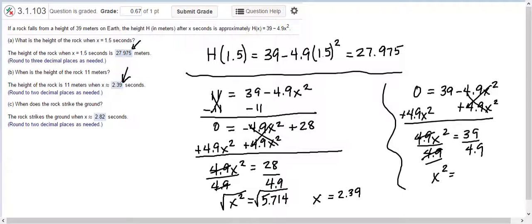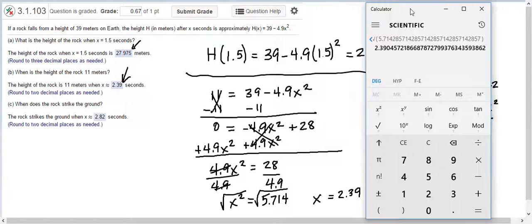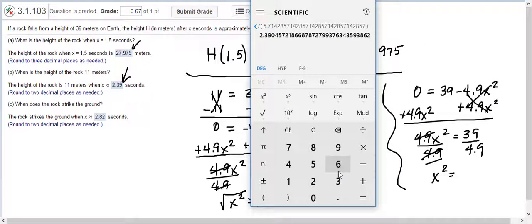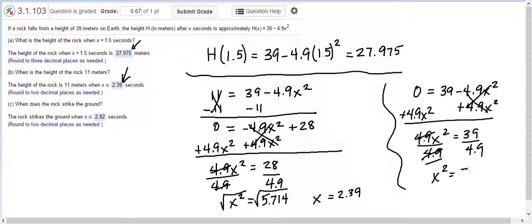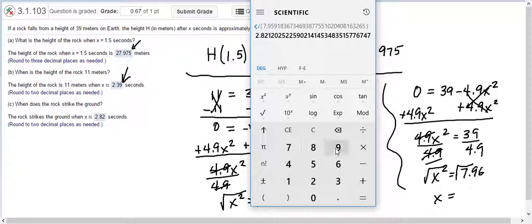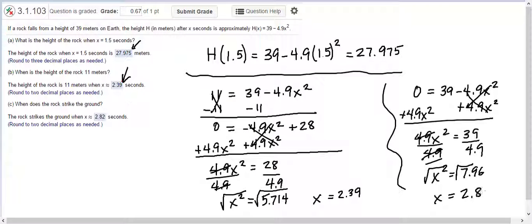So x squared is 39 divided by 4.9, and we get 7.96. And then, just like we did in the previous step, take the square root of both sides to get x. So go back over here and just hit the square root button, and I get 2.82. Alright, and that's where we get that answer.